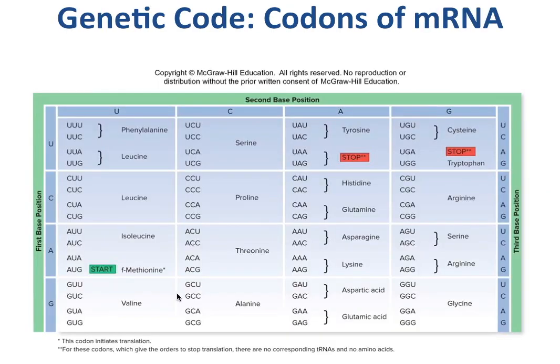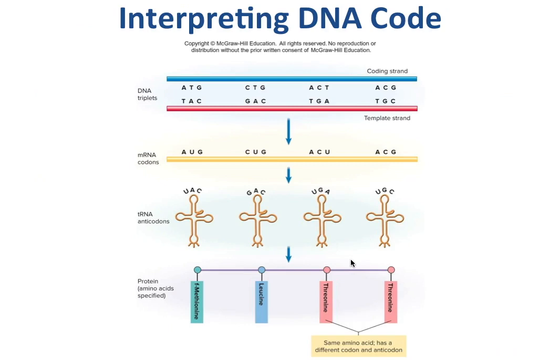So we can see here all the codes. Two of the codes stand for stopping, so they can stop the translation. The other codes stand for the different amino acids.